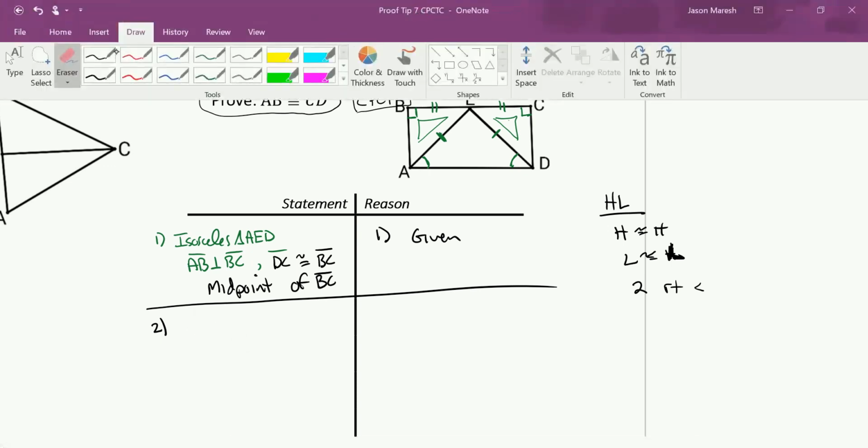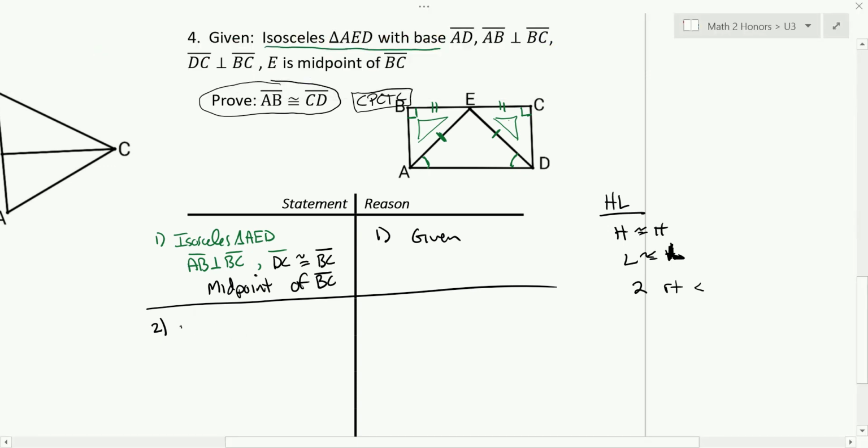Let's go with the EA. I said EA. EA is congruent to what, Alyssa? There you go. Thank you. And there's a reason for that. You know the reason for that? Where did that come from? When we mark that up on our picture, how do we know that EA is congruent to ED? What in statement 1 tells us that?